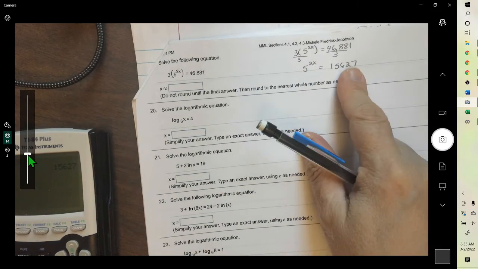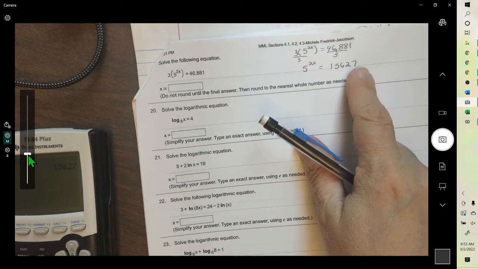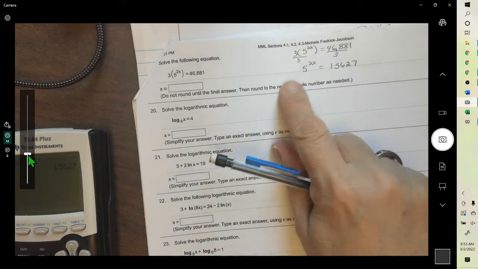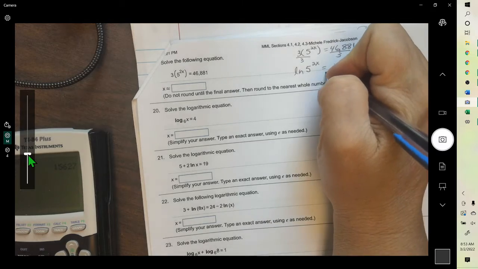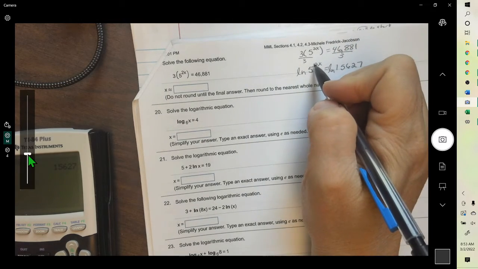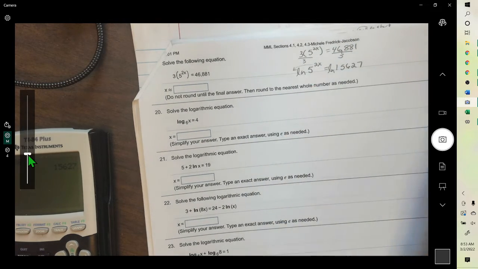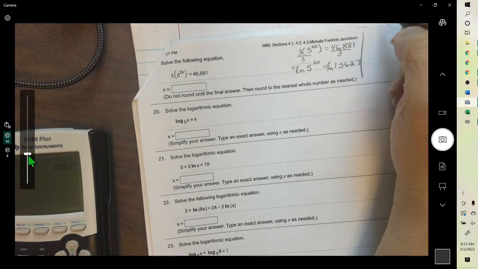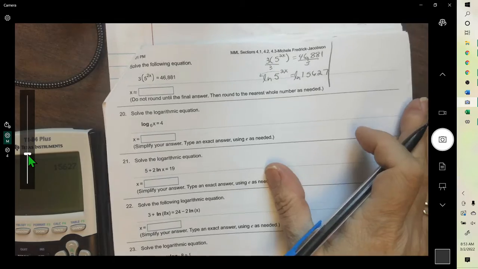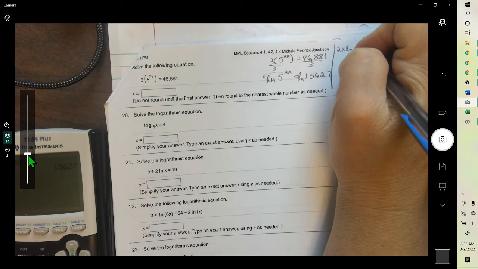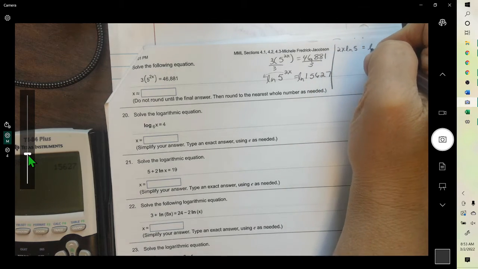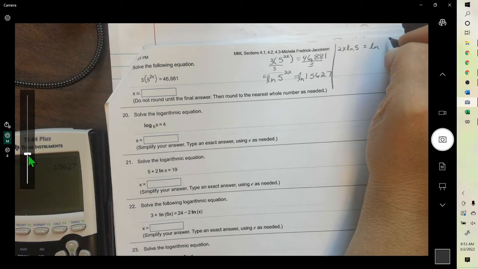Now, this will not be 5 to a power because it's ending in 7. When you cannot get the same base, you can take the natural log of both sides, because then that 2x can come down in front. So you have 2x natural log of 5 equals the natural log of 15627.